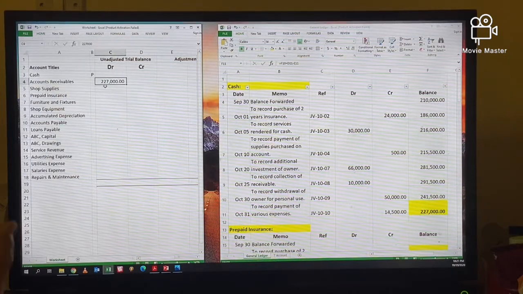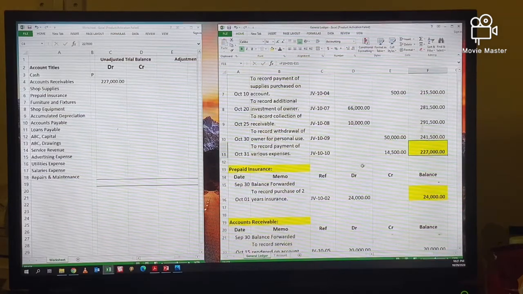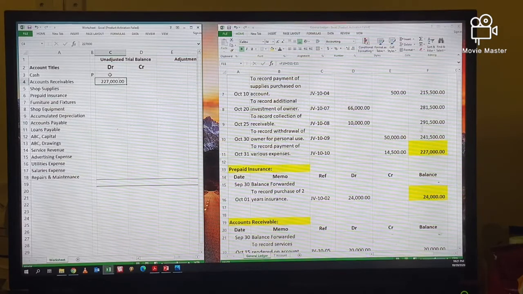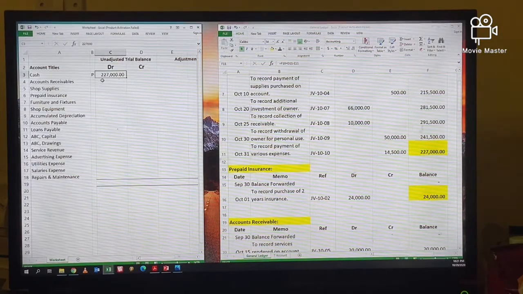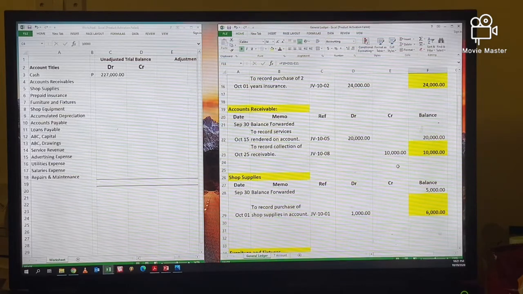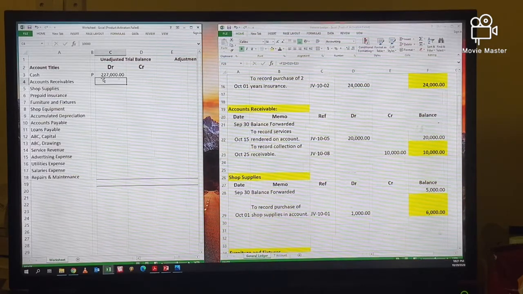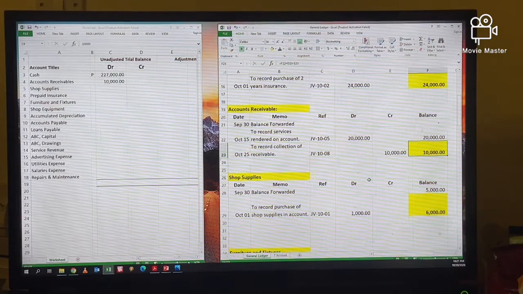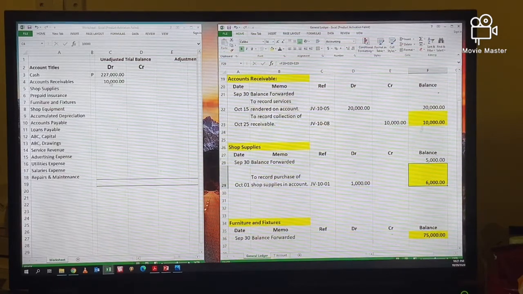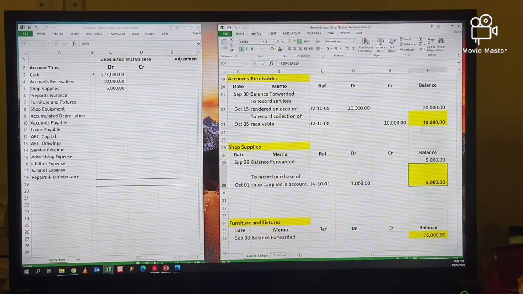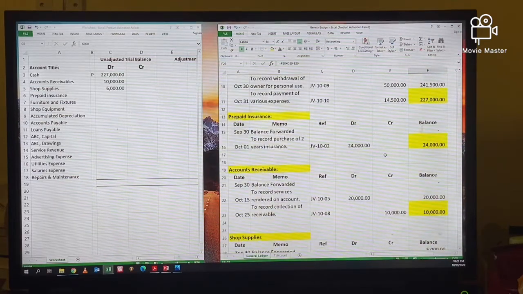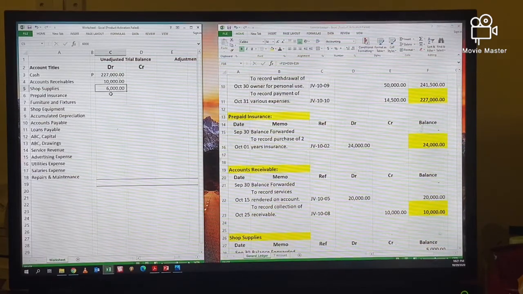Okay, so ginawa ko na sila kanina. So I'll just show you one by one. So yung cash mo 27,000, yung AR mo, okay, so you have 10,000. Your shop supplies is 6,000. So, ilagay mo siya doon. So, debit side since asset. Prepaid insurance balance closing is 24,000. Again, asset. So, it's debit.